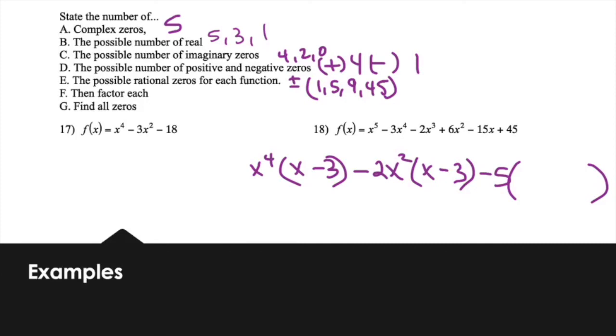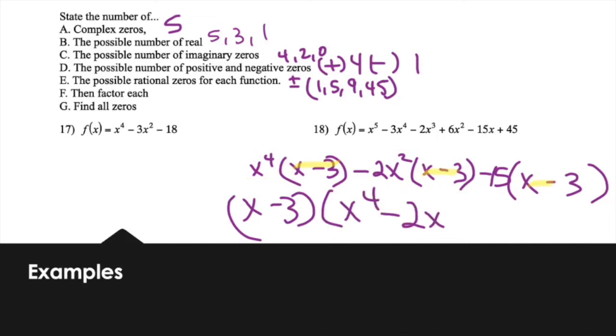Actually, I'm not going to take a 5 out. I'm going to take a 15 out, and I will be left with an x. And then take a 15 out of that, and a negative 15 out. I'm going to have a minus 3. Oh, wow, look at that. I've got an x minus 3 there in all of them. So if I have an x minus 3, and I take it out of all of these, what's left over? I'll have x to the 4th minus 2x squared minus 15.